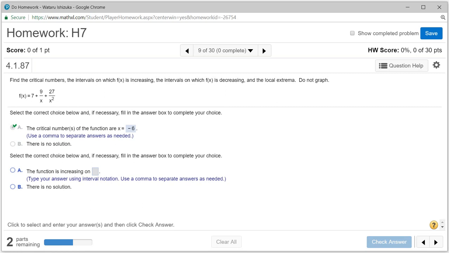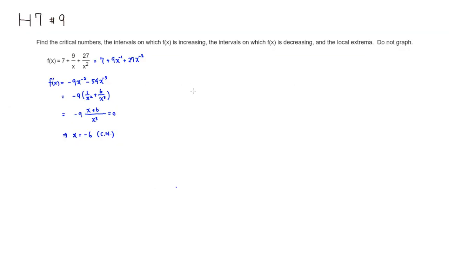Now we want to find the increasing and decreasing intervals. We just need to look at the sign of the derivative. So let's do a number line here. I'm going to mark 0 because the function is not defined there, and the negative 6. So I put the 0 here and I put the negative 6 there.